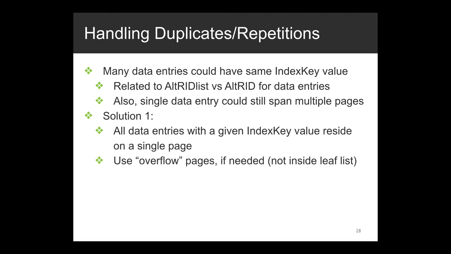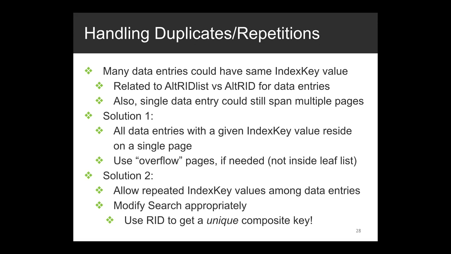When you have these sorts of repetitions, all data entries with a given index key value, you want to try to make them reside on a single page. And then you use what are called overflow pages that are not part of the leaf list. Okay, so these sorts of duplications of data entries with the same index key, or single records in the alt record alternative being very large, you basically have what are called overflow pages that are orthogonal to the leaf list of pages.